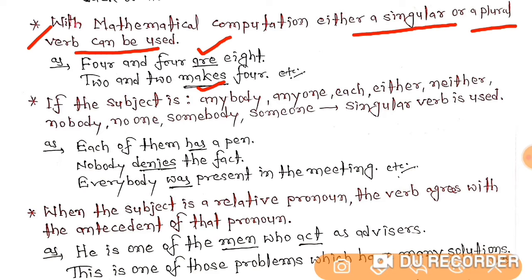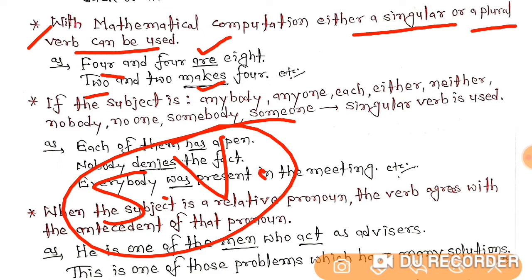But remember, in your competitive exams, suppose if you get singular and plural both verbs, then always remember you have to go with singular verb. In case of two options, singular and plural both, right, you have to go with singular verb, right?